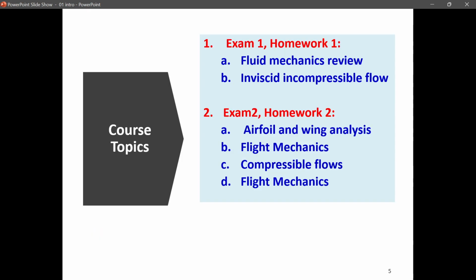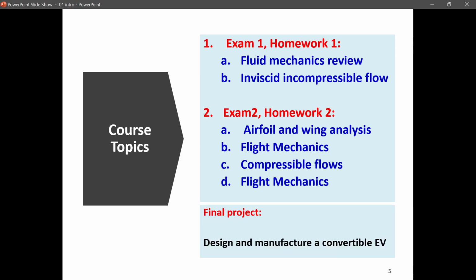So let's talk about the course topics. Exam 1 and homework 1 will mainly focus on fluid mechanics review and a little bit of inviscid incompressible aerodynamics. For exam 2, we are going to move on to airflow and wing analysis. We will have a little bit of compressible flows, and a lot of fluid mechanics. And then we'll be done with the class. And I guess we did talk about your project.